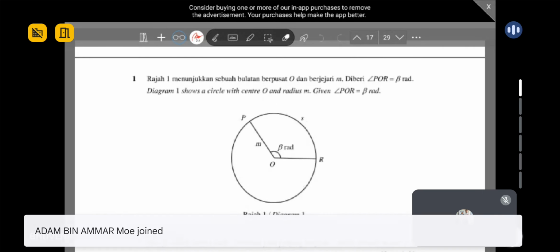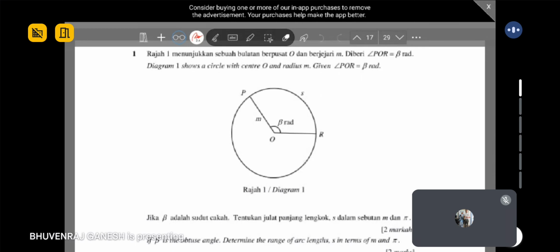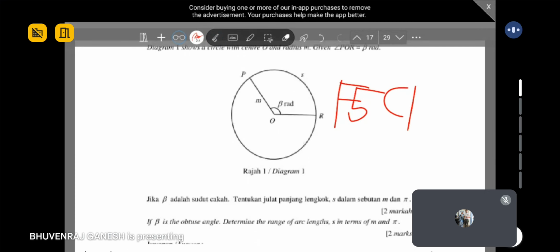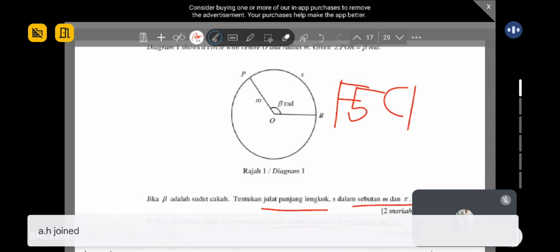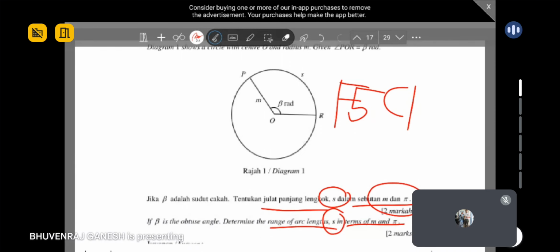Okay, come. We start with the first question. We are talking about circular measure, bab sukatan membulat. So this is your Form 5, Chapter 1. Let's see the first question. They ask you to determine the range of length of arc. Kamu kena tentukan julat panjang lengkok, which is S, in terms of M and pi.